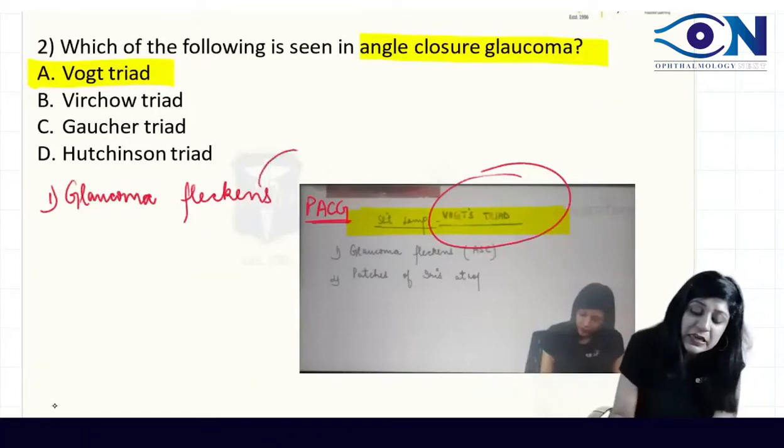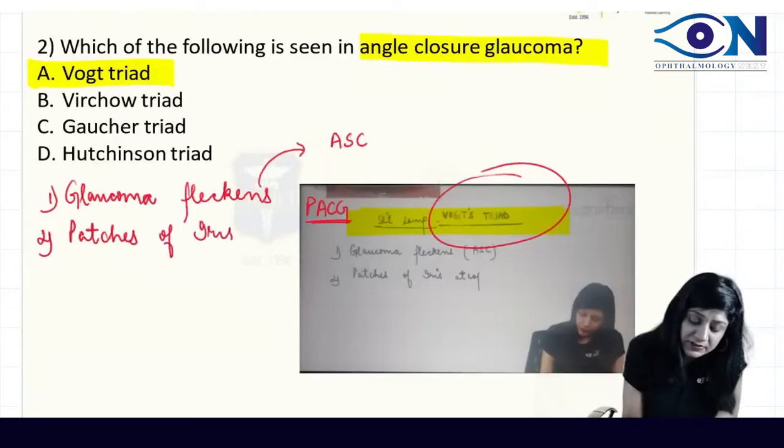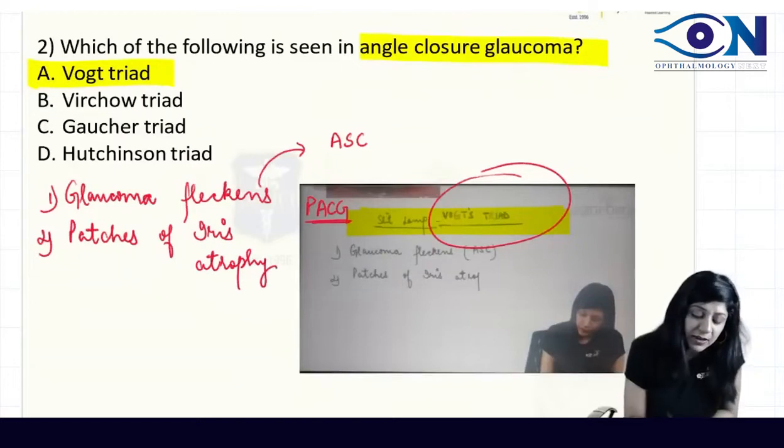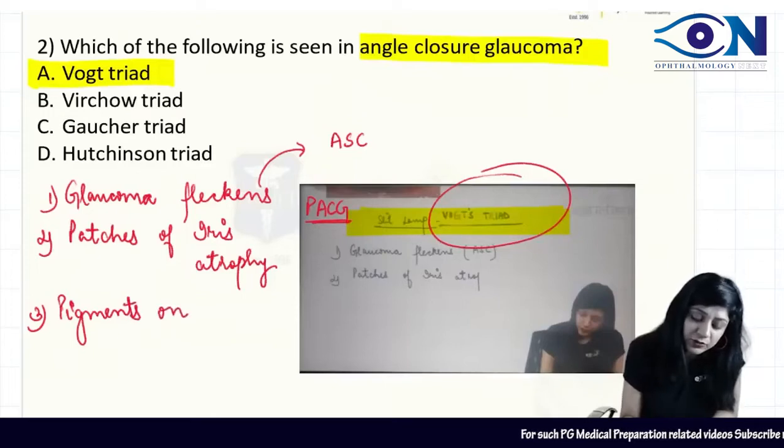Glaucoma flecken. This is the anterior subcapsular cataract that we are getting. Number 2, we can get the patches of iris atrophy. Patches of iris atrophy that we are getting, right? Then number 3, we also get the pigments on the corneal endothelium.